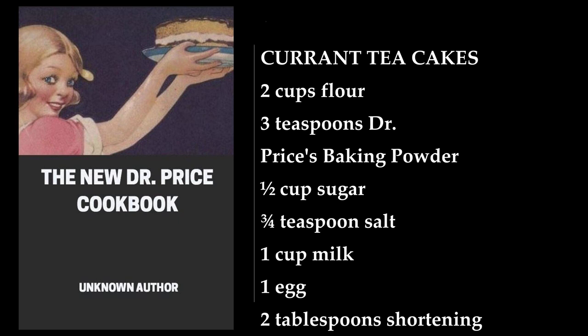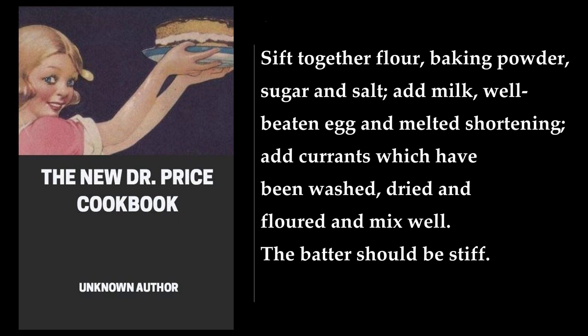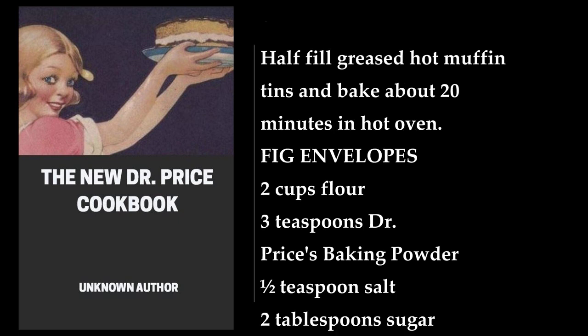Currant tea cakes. 2 cups flour. 3 teaspoons dry baking powder. 1/2 cup sugar. 3/4 teaspoon salt. 1 cup milk. 1 egg. 2 tablespoons shortening. 1/2 cup currants. Sift together flour, baking powder, sugar and salt, add milk, well-beaten egg and melted shortening. Add currants which have been washed, dried and floured and mix well. The batter should be stiff. Half-fill greased hot muffin tins and bake about 20 minutes in hot oven.